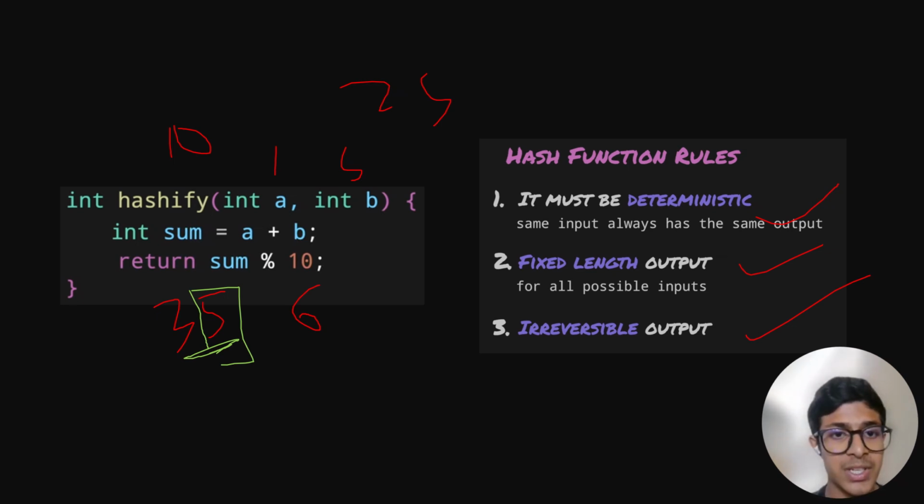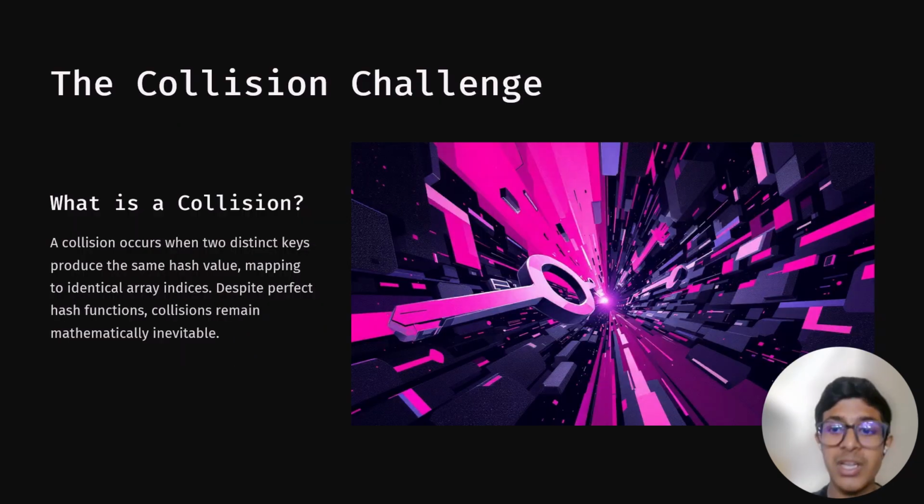However, you can notice that if it is 10 and 25, and let's say we give 1 and 4, the output comes out as 5 both times. This leads me to the next topic, which is the collision. Even the most sophisticated hash functions eventually run into the collision challenge. In an ideal scenario, every unique key would map to a unique index. But in practice, a collision occurs when two distinct keys produce the same hash value, mapping them into an identical array index. It is a common misconception that better math can eliminate this entirely. However, despite perfect hash functions, collisions remain mathematically inevitable.